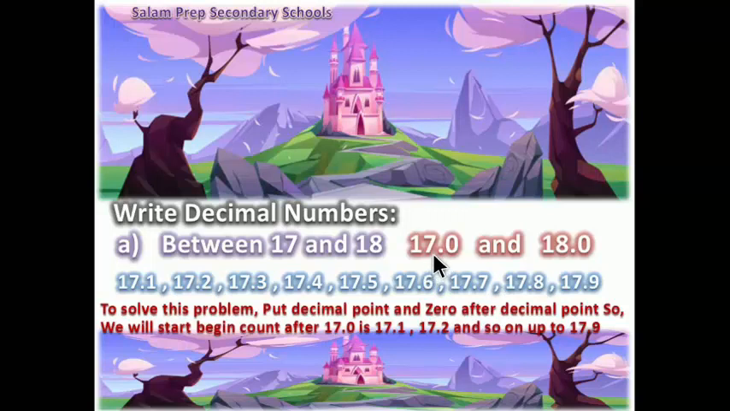After 17, 17.1, 17.2, 17.3, 17.4, 17.5, 17.6, 17.7, 17.8, 17.9. After 17.9 is 18.0. Take care, we don't write 18.0.